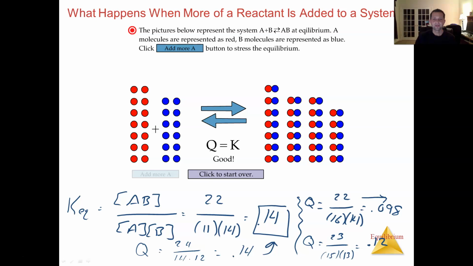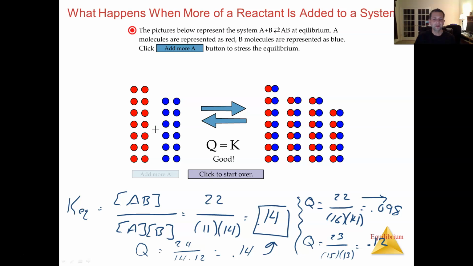Okay? So that's how we want to deal with stress on the reaction when you either increase or decrease the concentration of something, either a reactant or a product. How does Q change? And then how does the reaction proceed and shift to undo that change? So it really is a reaction quotient problem when we change concentration.